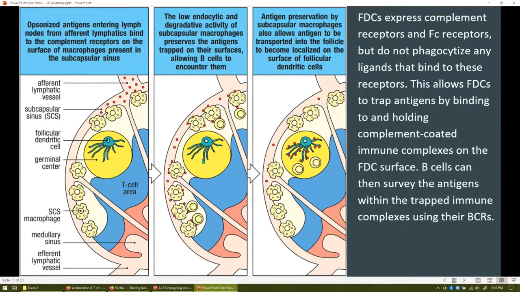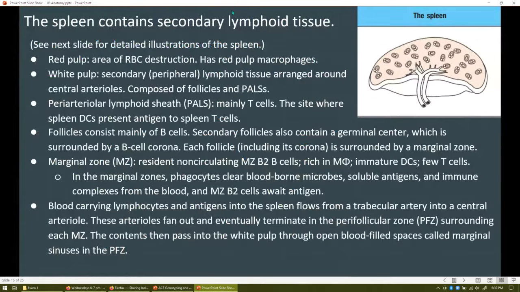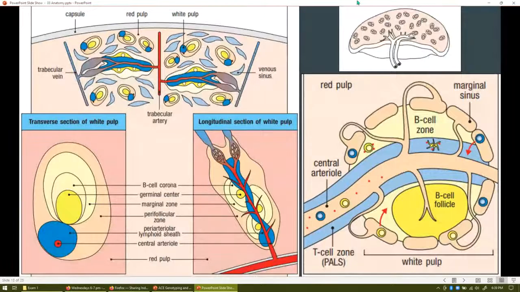This slide does not show anything new. I don't think I need to say anything there. The spleen is sort of an interesting organ in a way. The spleen is basically a giant lymph node in a sense. It's a little bit more specialized, but it is a giant lymph node. And it is secondary lymphoid tissue. It contains secondary lymphoid tissue. This slide has a whole bunch of pictures, probably more pictures than you could have ever wanted of the spleen.